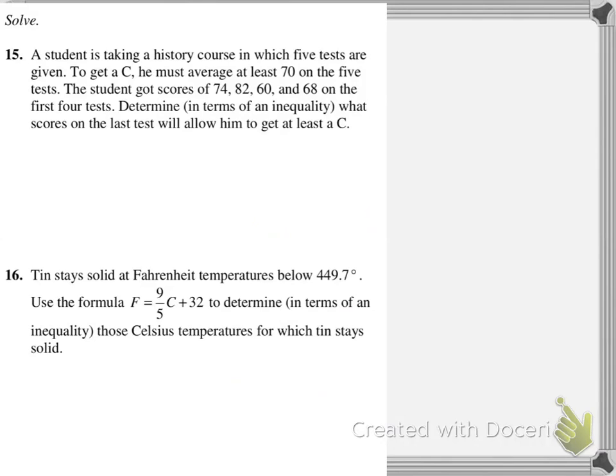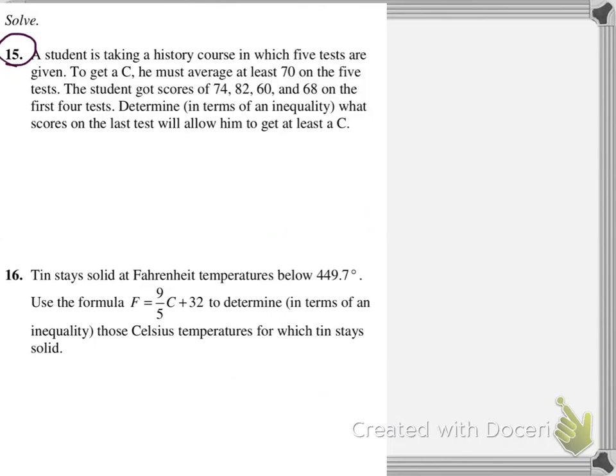So now let's look at a couple of these problems. Let's definitely do 15. A student is taking a history course in which 5 tests are given. To get a C, he must average at least 70 on the 5 tests. The student got scores of 74, 82, 60, 68 on the first 4 tests. Determine, in terms of an inequality, what scores on the last test will allow him to get at least a C.